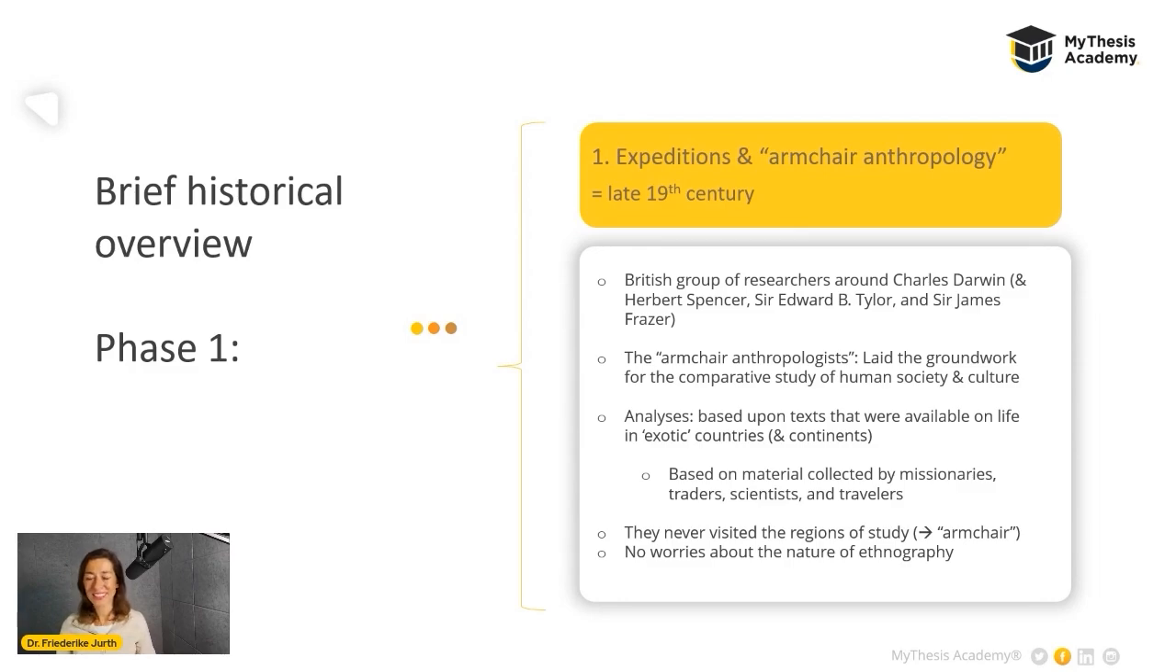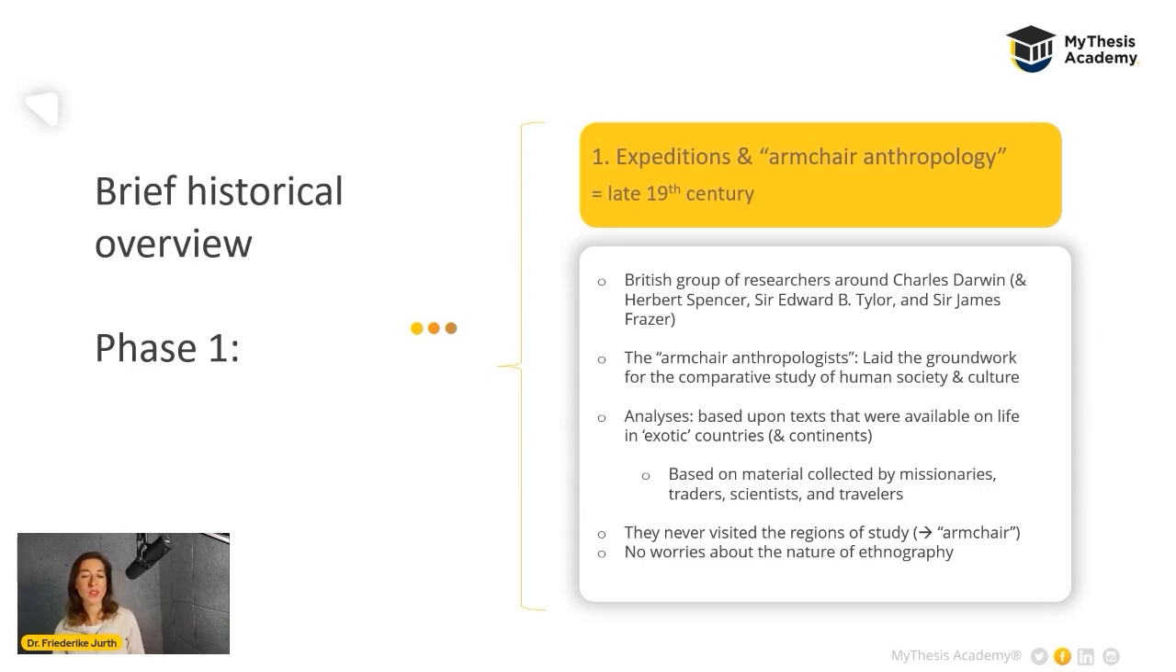but it is called like that because the groundwork for comparative studies and the analysis are based upon texts and material which was collected by missionaries, by traders, scientists, and travelers, but not necessarily by the researchers themselves. So they analyzed and they wrote about regions which they, in fact, never visited.